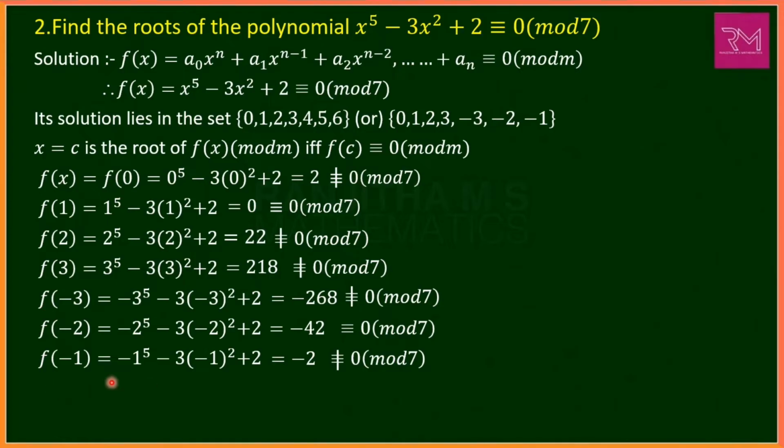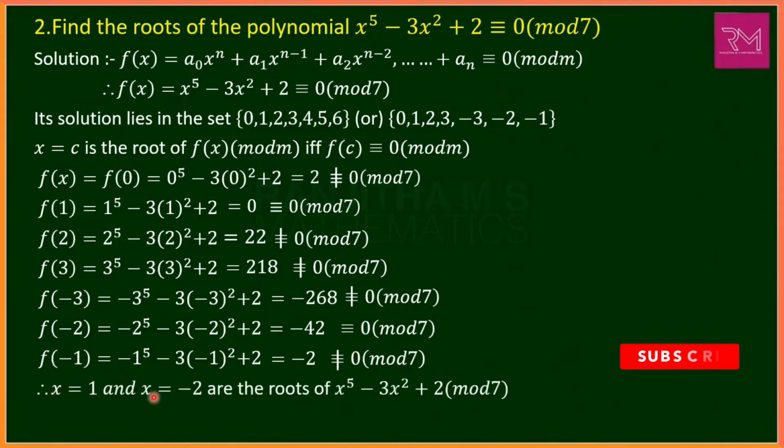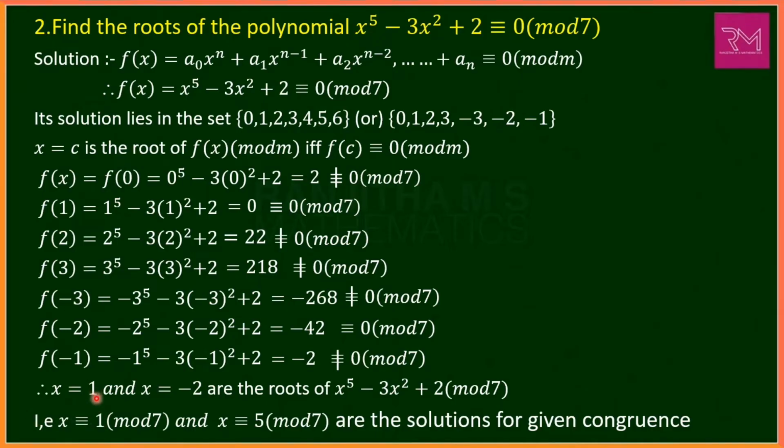Therefore we have to stop here and check whether the congruency satisfies for what number. So if you substitute x is equal to 1, the congruency satisfies, and if you substitute x is equal to minus 2, the congruency satisfies. Therefore we can conclude that x is equal to 1 and x is equal to minus 2 are the roots of the polynomial x power 5 minus 3x square plus 2 under mod 7. Therefore we can take this as x is congruent to 1 mod 7 and x is congruent to, here minus 2 is same as that of 5. So substituting positive sign here, that is minus 2 is same as 5. Therefore we can take this as x is congruent to 5 modulo 7 are the solutions for the given congruences.